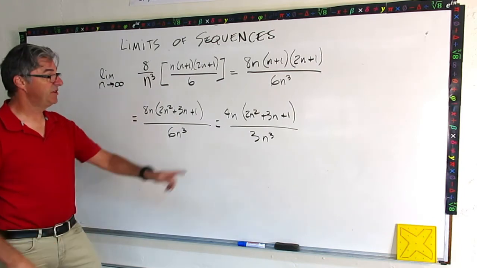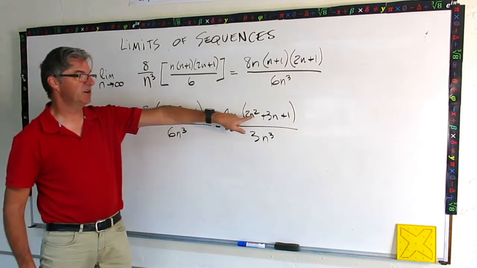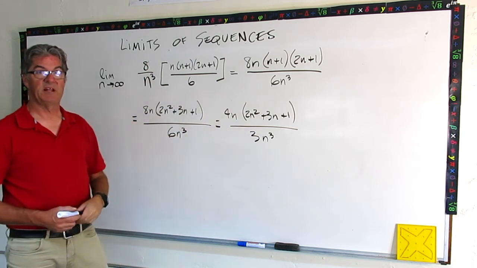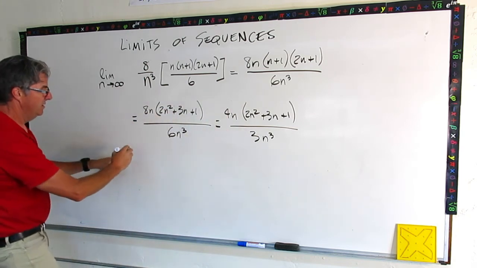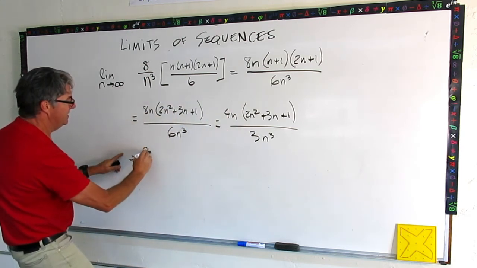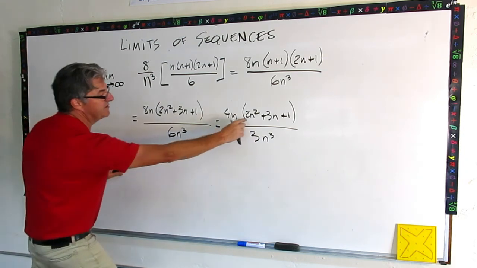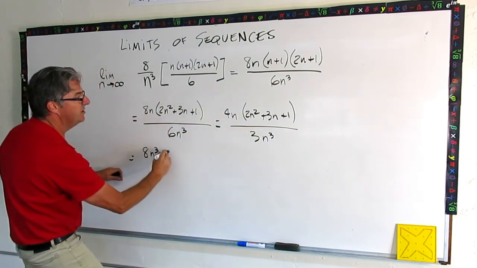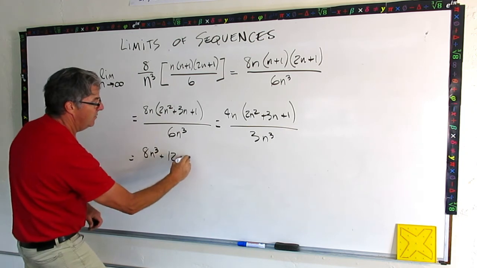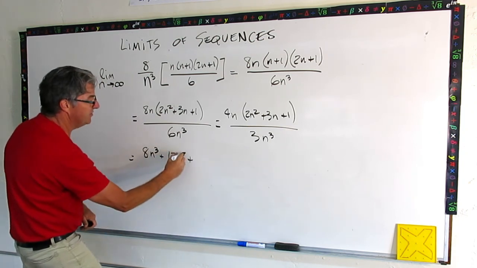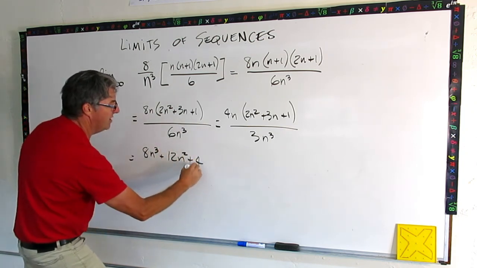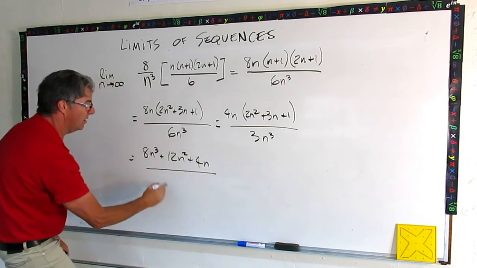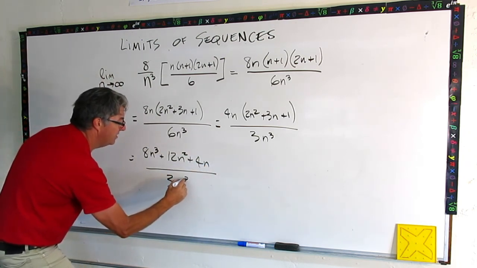Okay, our next step is to distribute this term on these three terms on the top of the fraction, and then we can analyze our limit. So check this out. It's going to be 8n to the third, that's these two, plus 12n squared plus 4n. So that's the top. Now our bottom is just 3n cubed.